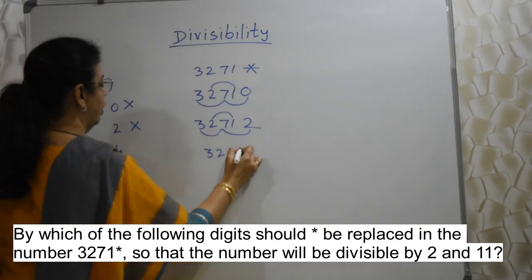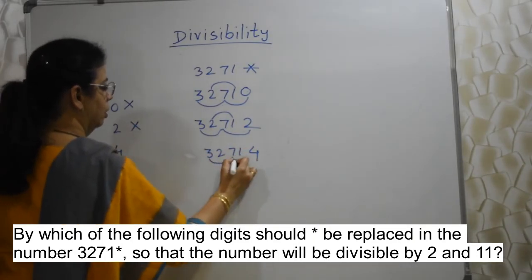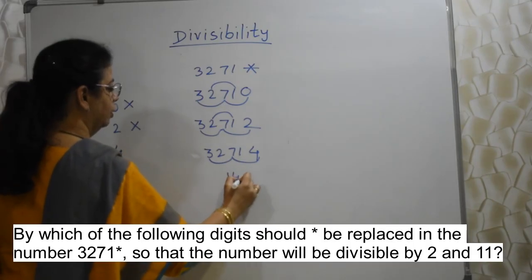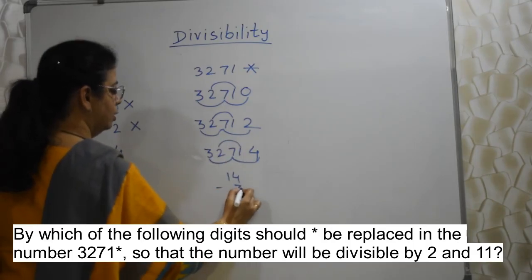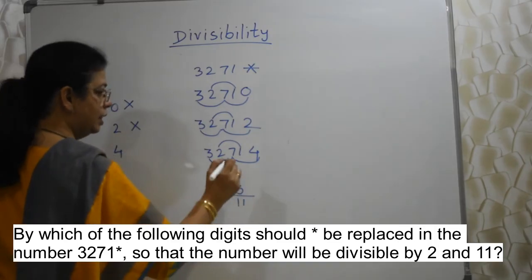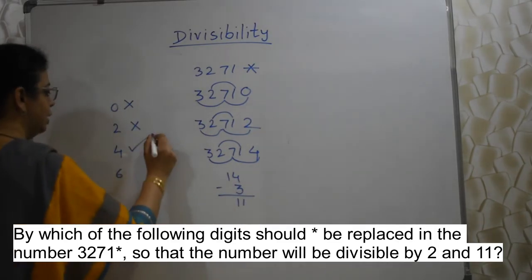3 2 7 1 4. Add karo, 14, minus 3, 11. Yes, it is a multiple of 11. So this is the correct option.